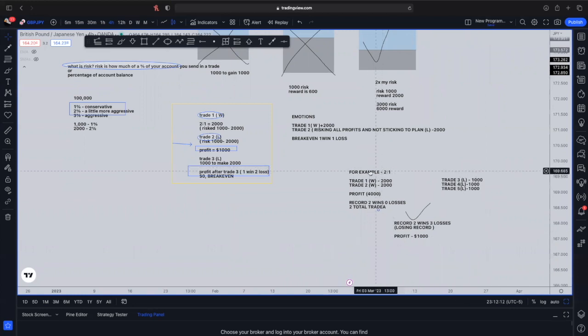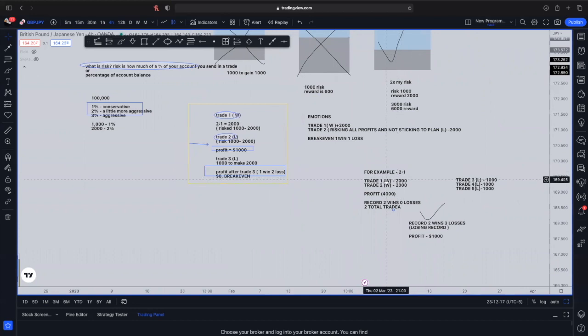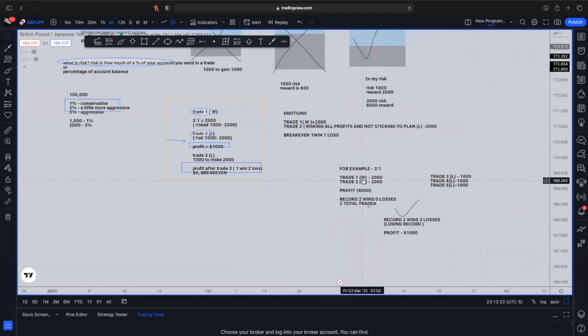So let's say, again, I'm going to break it down for you guys. For example, let's say every trade we take is 2 to 1. If trade 1 we win and we make 2,000, trade 2 we win and we make 2,000, our profit is 4,000. After we win 2 trades only, let's say we go on a losing streak and we lose 3 trades in a row.